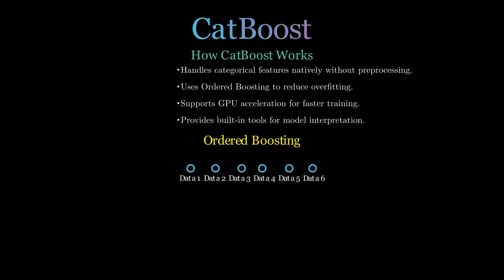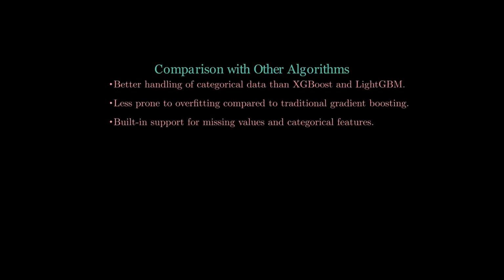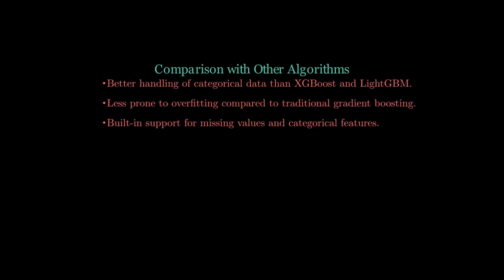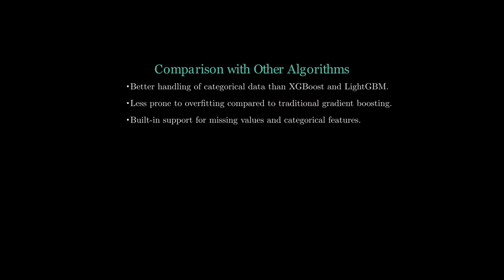Ordered boosting uses a permutation-based approach to reduce overfitting. The data is shuffled, and the model is trained on different subsets. CatBoost outperforms XGBoost and LightGBM in handling categorical data, is less prone to overfitting, and provides built-in support for missing values and categorical features.